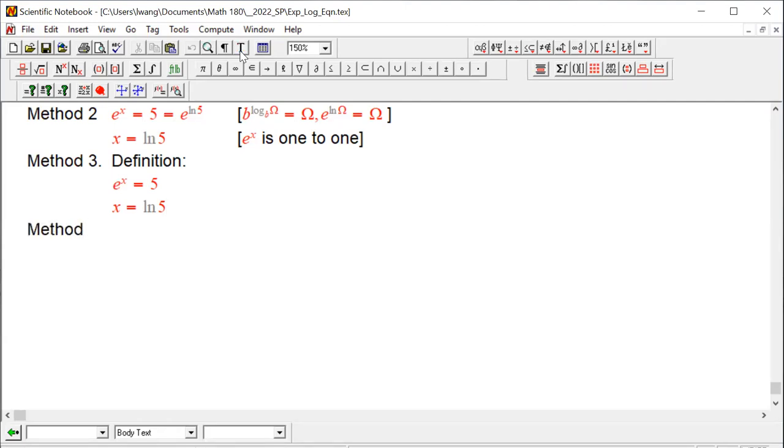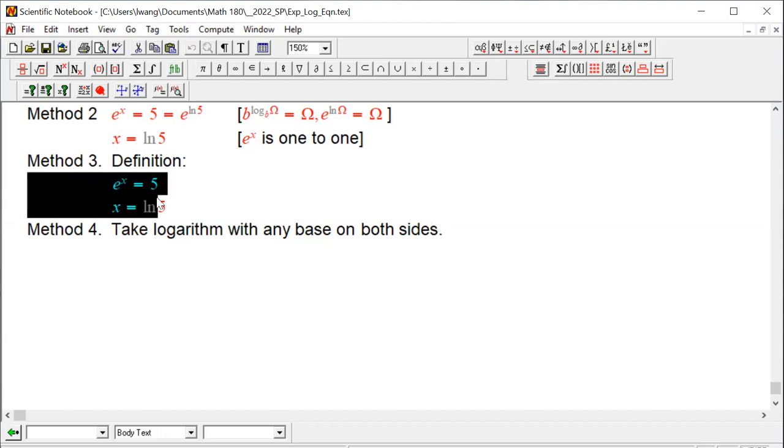Method 4, taking logarithm on both sides. Take the logarithm with any base on both sides. Even though very often we tend to use natural log, and I encourage you to use natural log more, I still want to mention that you can take any base, okay?